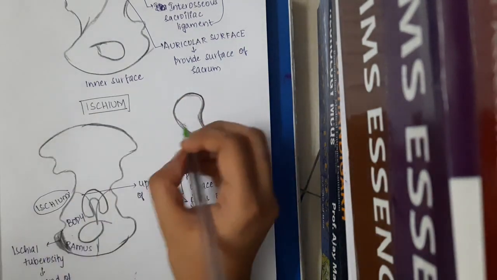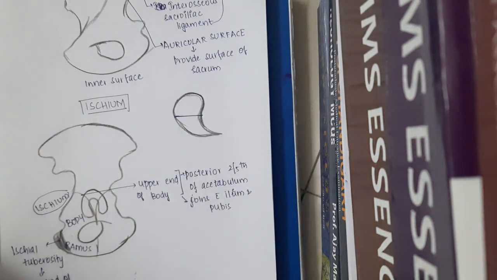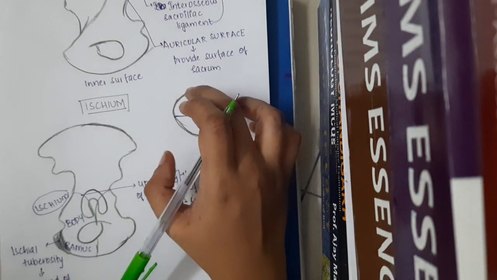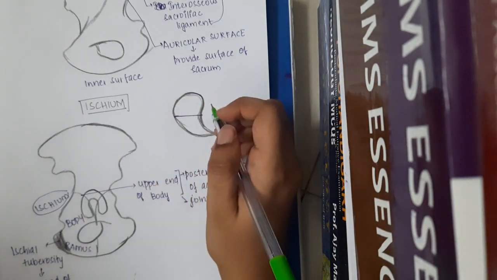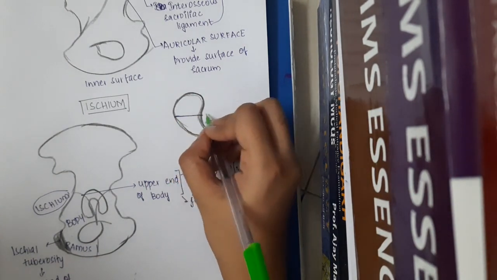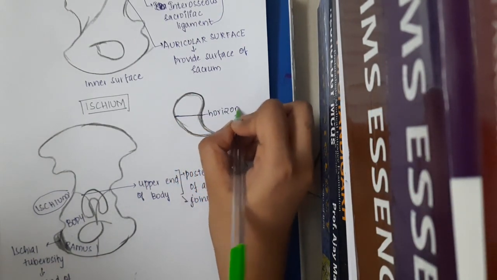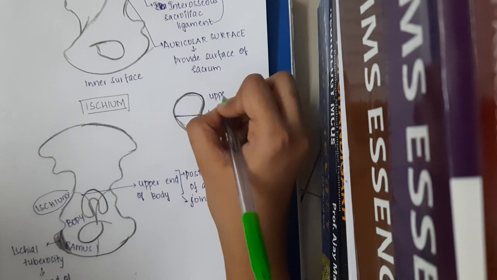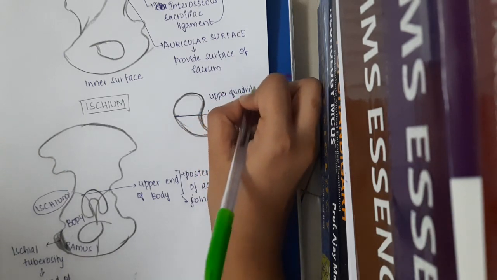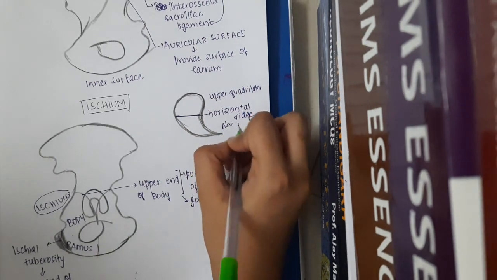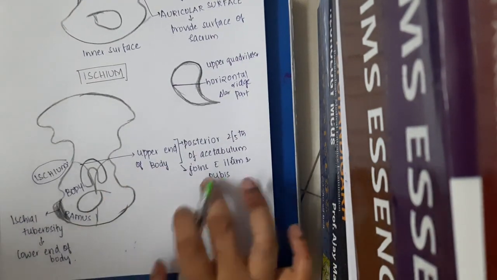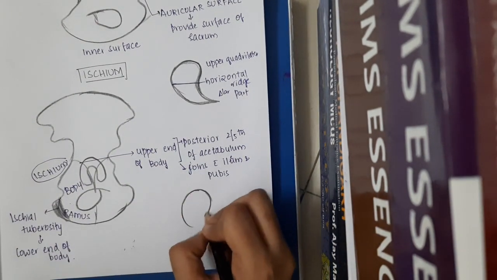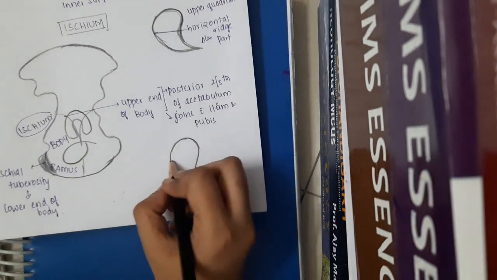There is a horizontal ridge, and this horizontal ridge divides the ischial tuberosity into an upper quadrilateral part and a lower triangular area. Okay, then I will again draw this here. Now this is the ischial tuberosity, and you have the horizontal ridge.